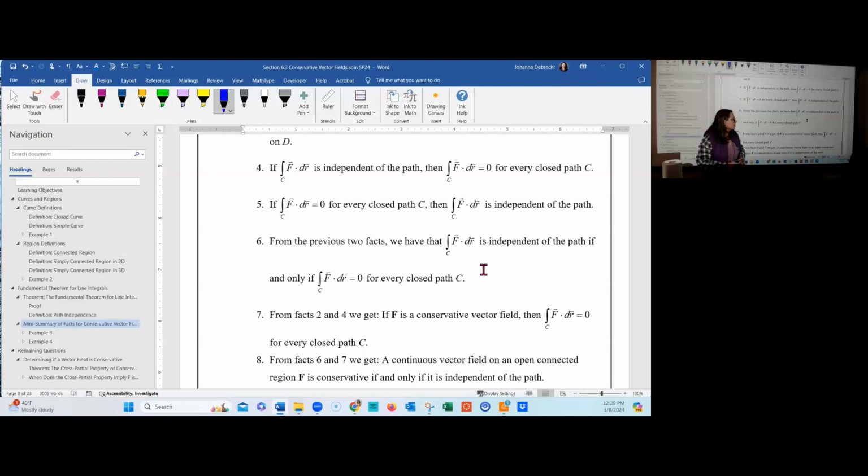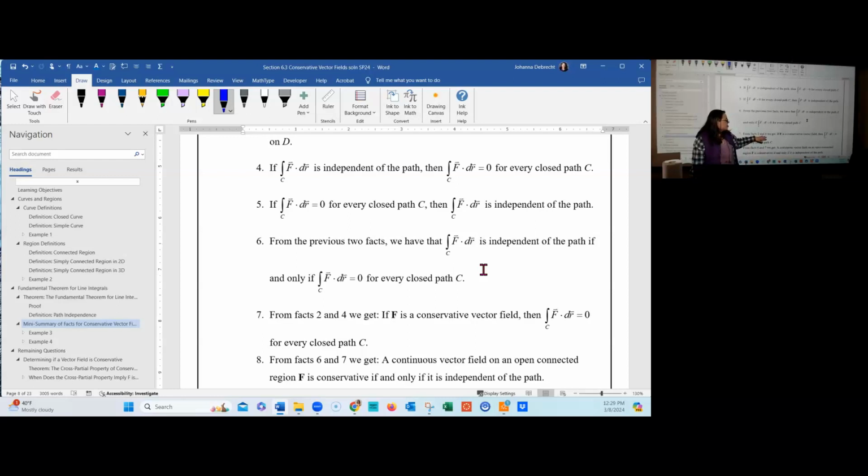We need 4 things. From the previous 2 items, from 4 and 5, we can rewrite 4 and 5 in one statement that says f dot dr is path independent if and only if f dot dr equals 0 for every closed path. But again, this does not prove it's conservative.